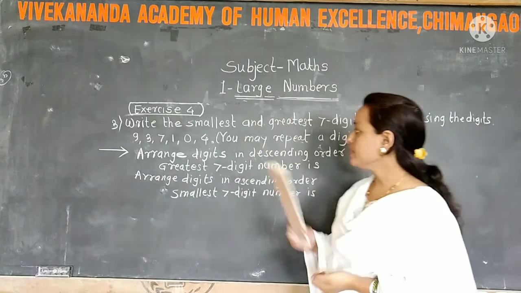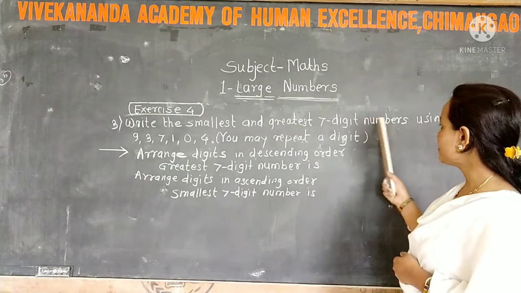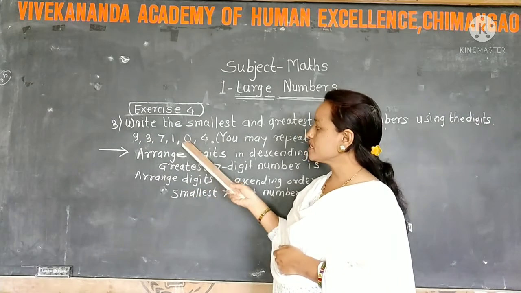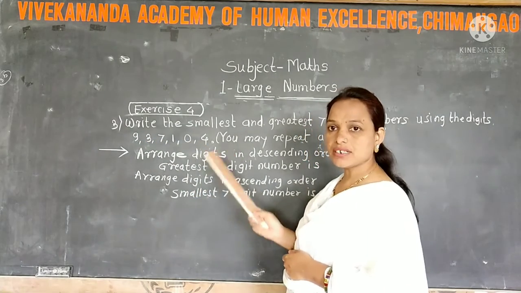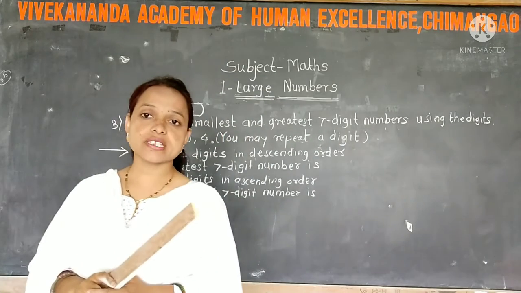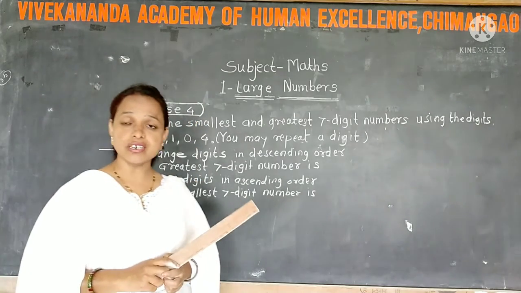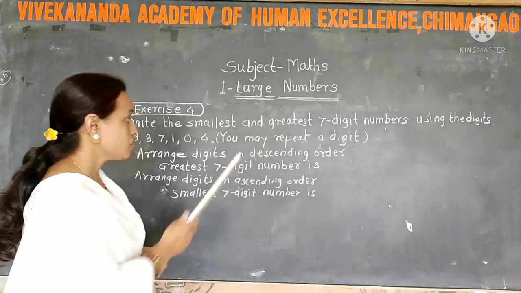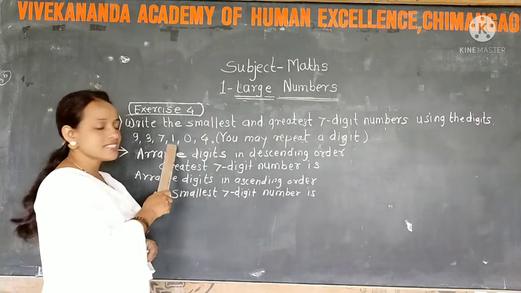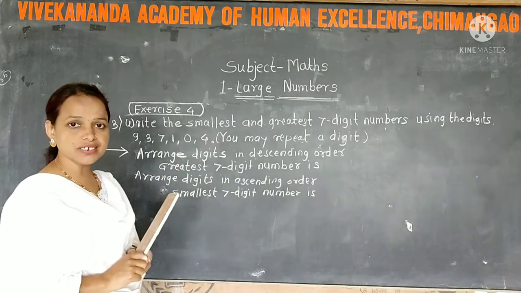Next, question number 3. Write the smallest and greatest 7-digit numbers using the digits 9, 3, 7, 1, 0 and 4. You may repeat the digit. So in this question also we have to write a smallest and greatest 7-digit number by using a given digit, and we here repeated one digit. Because we have to form here smallest and greatest 7-digit number, and here 6 digits are given, 9, 3, 7, 1, 0, 4. So we have to repeat one digit.